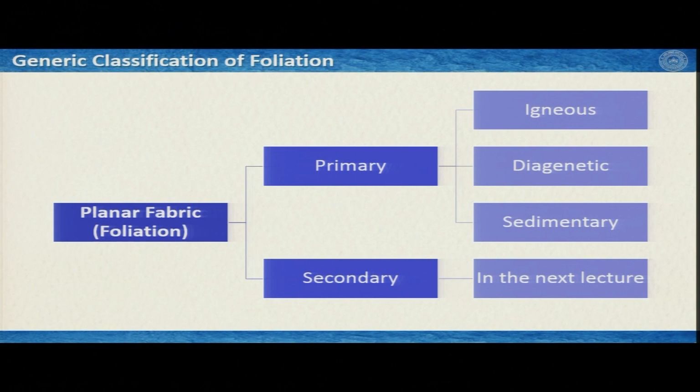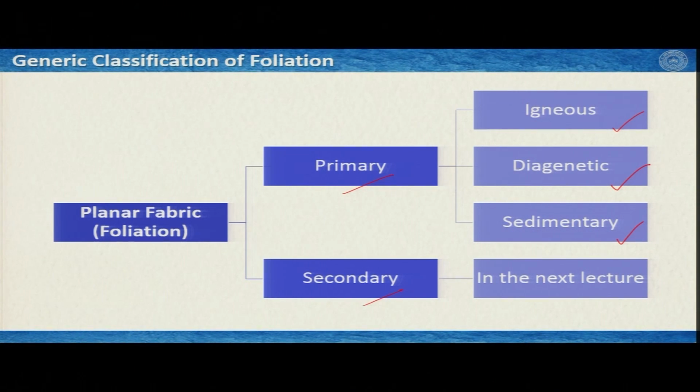So, let us do the classification of foliation, and as I said, we will do a generic classification. On this side we have planar fabric and foliation, and we can classify it into two major classes. One is primary foliation and another is secondary foliation. We will define them very soon. Within the primary foliation, we have igneous activity related foliation, diagenetic foliation and sedimentary foliation. Secondary foliations are classified in many different ways, and this we will learn in the next lecture.